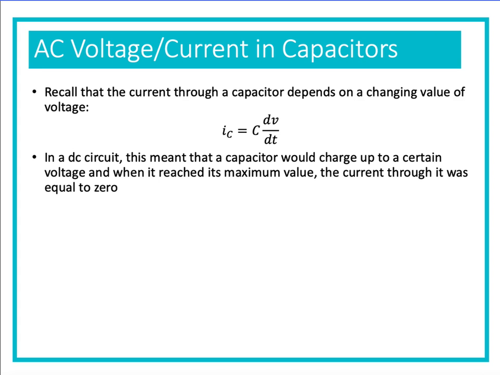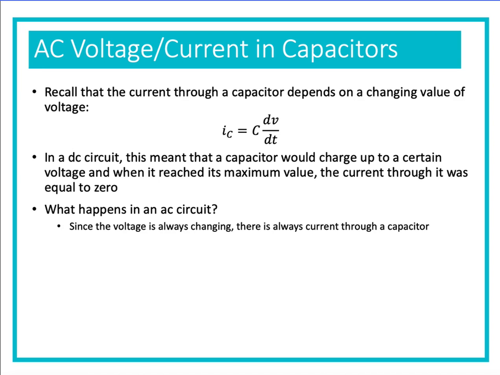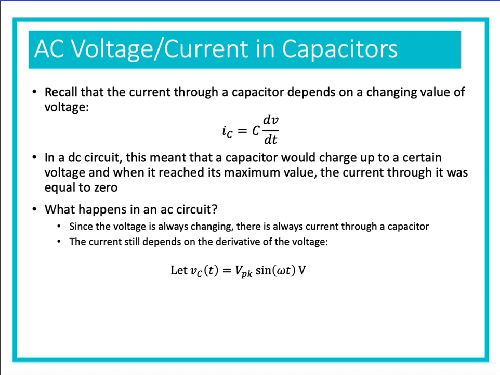So in AC circuits, we have a similar thing to what we did with inductors. The voltage always changes, so there's always a current through a capacitor, and the current still depends on the derivative of voltage. Again, this will look extremely similar. We're going to let the voltage of the capacitor equal a peak value times sine omega t, then take the derivative of that value and multiply by the capacitance to give us the current. When we do that, we get omega C V peak cosine omega t.